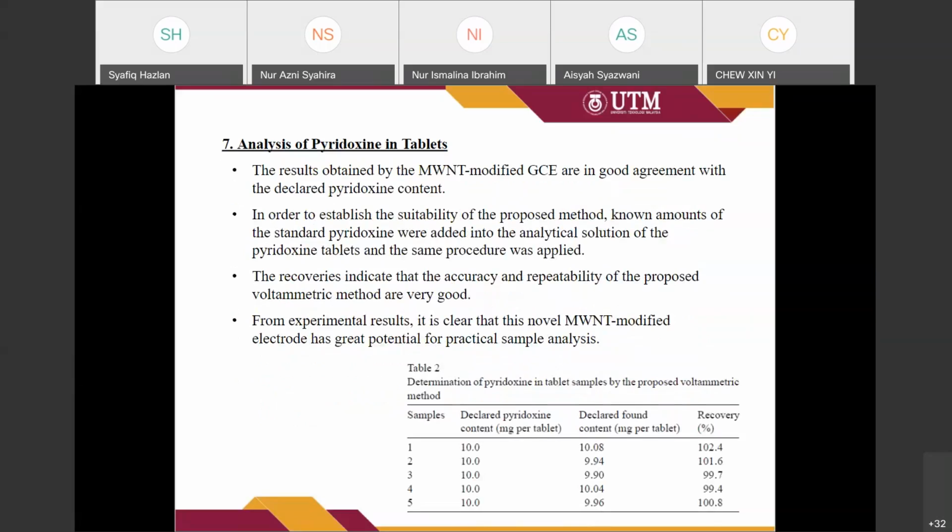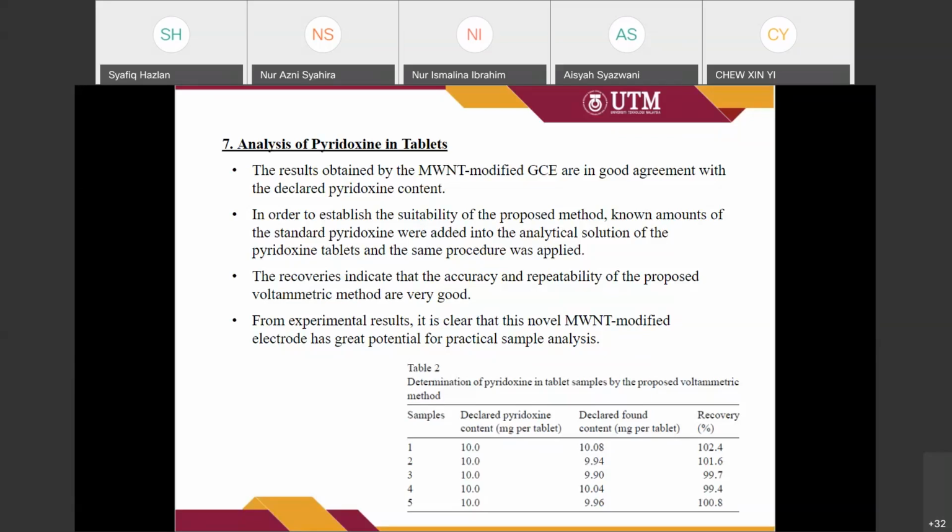The result obtained by MWNT modified GCE are in good agreement with the declared pyridoxine content, where the percentage recovery is quite high, which is for the first sample 102.4, sample 2 is 101.6, for sample 3, 99.7%, for 4, 99.4%, and for the fifth, 100.8%.